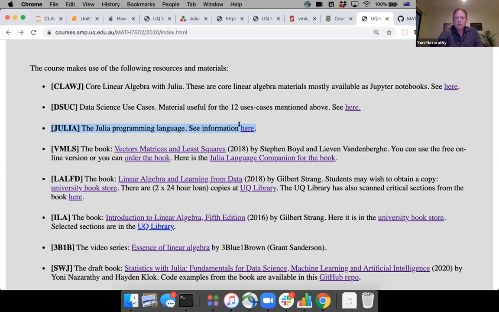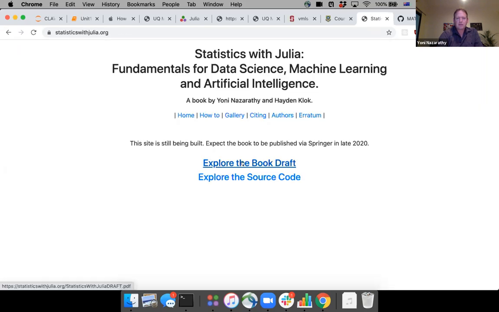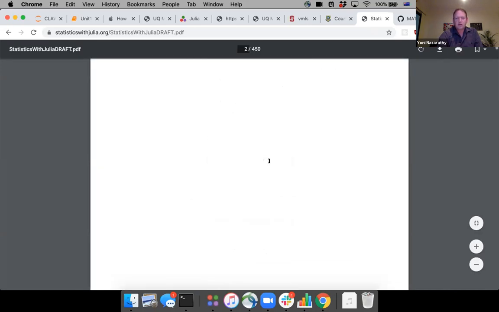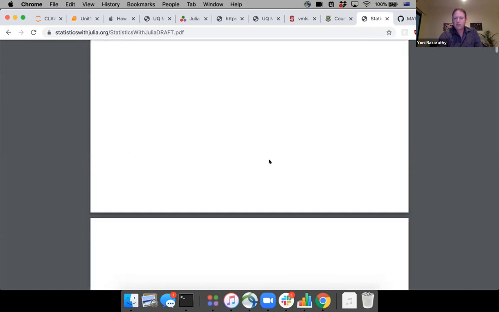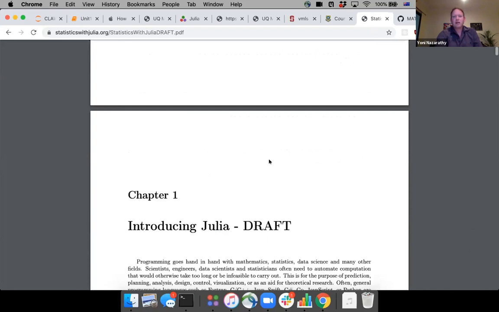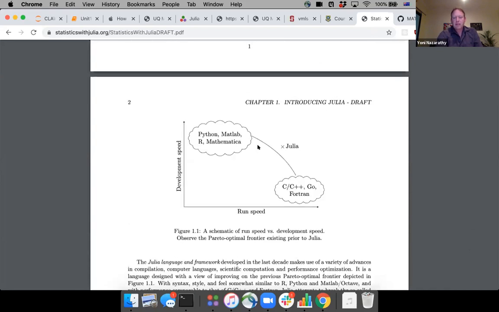The main point about the Julia language, let me just explain that for a sec. I'll go to this reference and open this book draft. This is my book draft with Hayden Klock dealing with Julia. Of course, you don't need to read this whole book for this course. The book deals more with statistics as opposed to linear algebra, but just so you understand a thing or two about Julia.